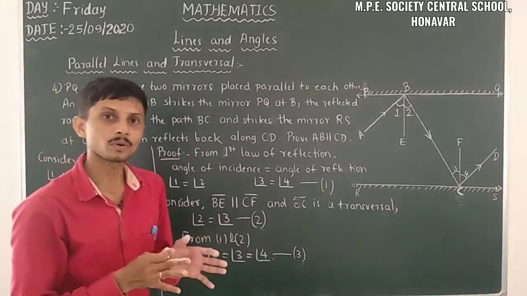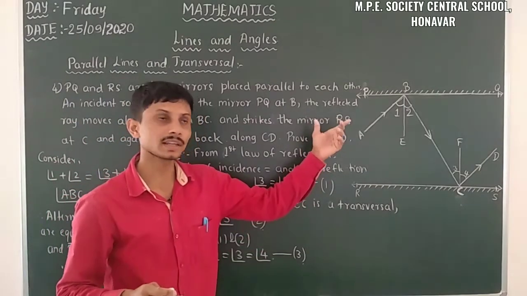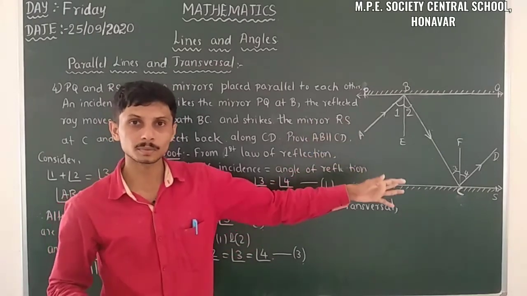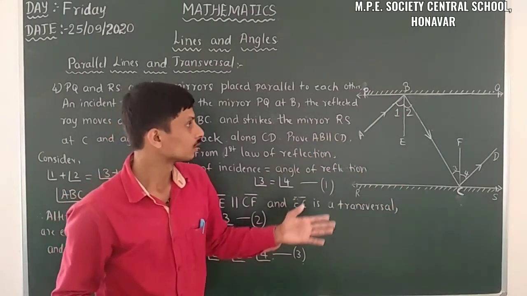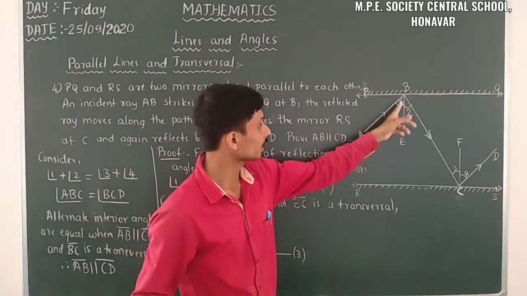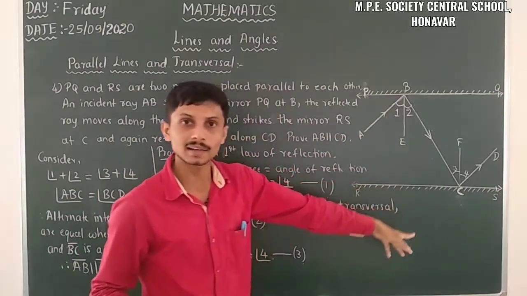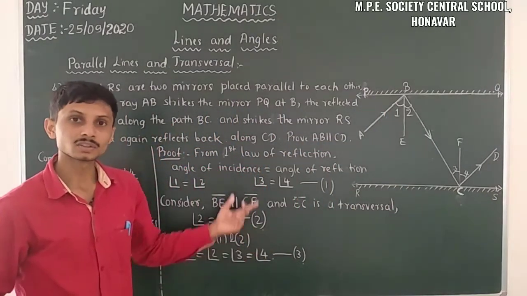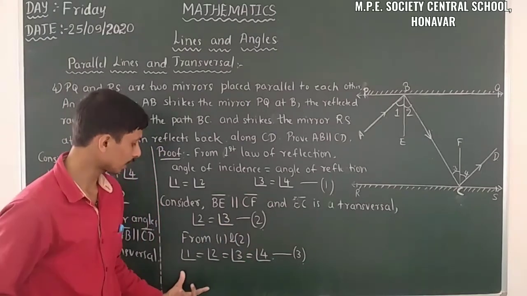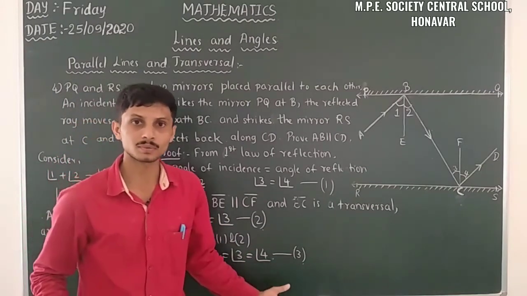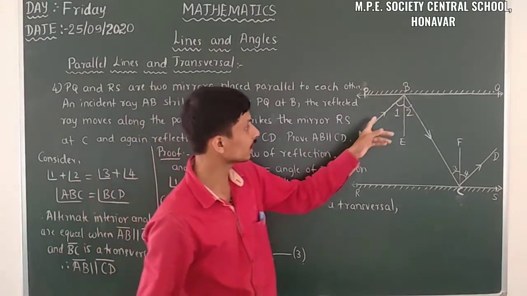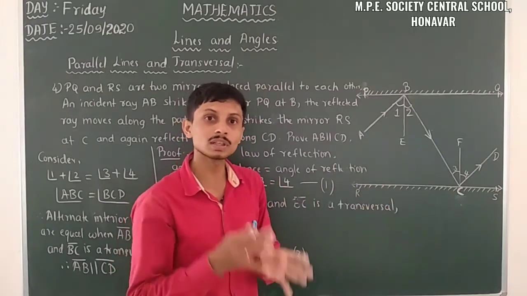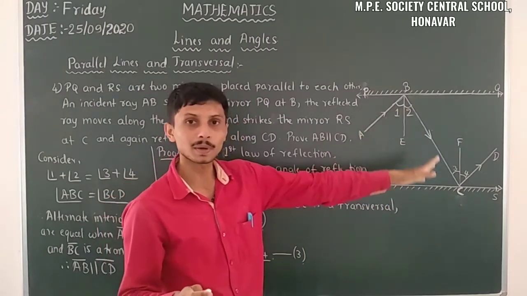So how did we find that? Firstly, we have to take the law of reflection: angle of incidence is equal to angle of reflection. Then we consider that BE and CF are parallel lines and BC as the transversal. Then we have angle 2 is equal to angle 3. So from those two relations we have angle 1 is equal to angle 2 is equal to angle 3 is equal to angle 4. So our assumption is that angle ABC is equal to angle BCD. Then only we can prove that AB is parallel to CD.